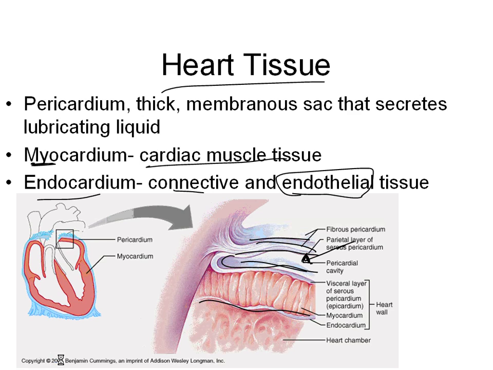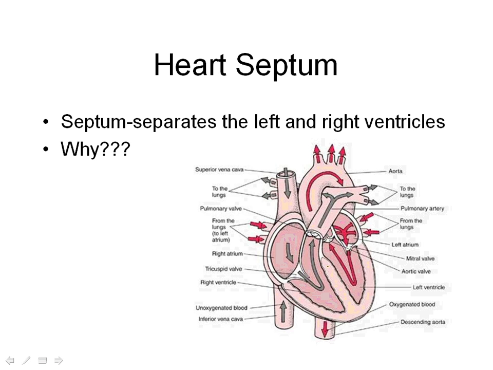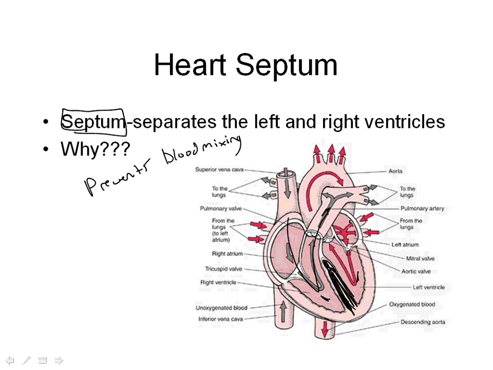Alright, so as you guys can see in the middle here, you have this big piece of tissue, which looks like it's separating this ventricle and this ventricle. It's called the septum. And the reason why this is there is because it prevents blood mixing. This blood coming in here needs to go to the lungs, so it's deoxygenated. This stuff here is reoxygenated and it's being put out to the body.